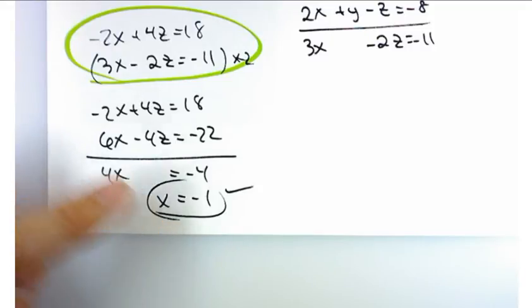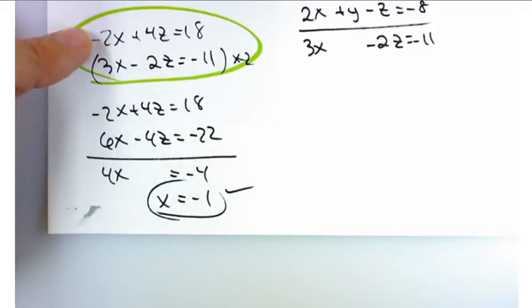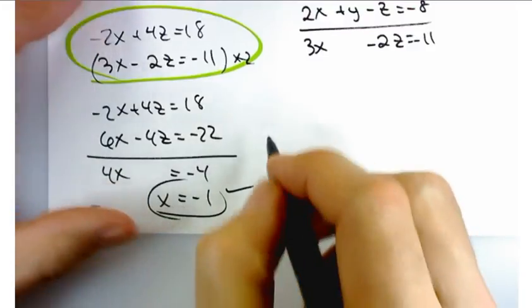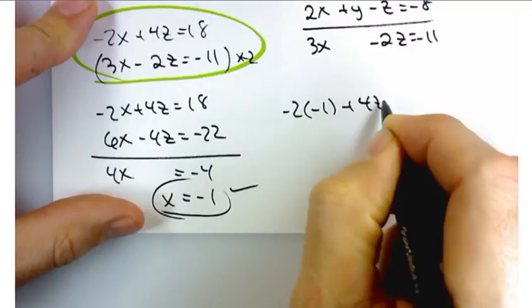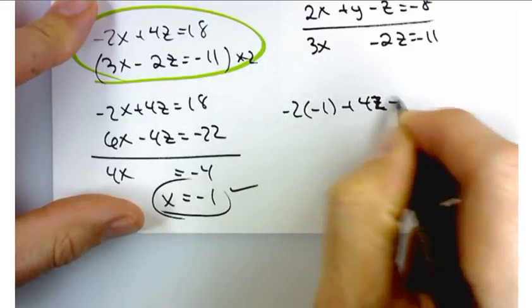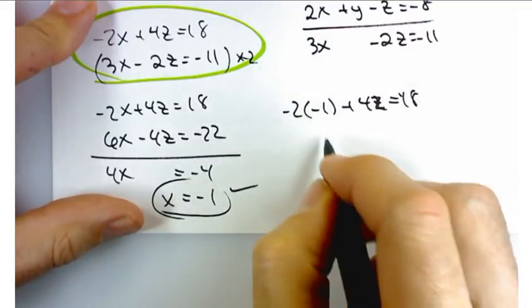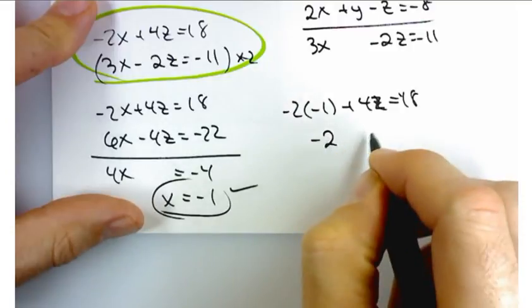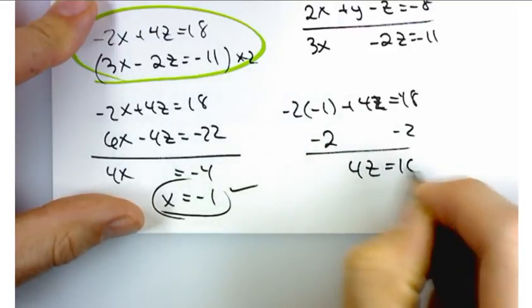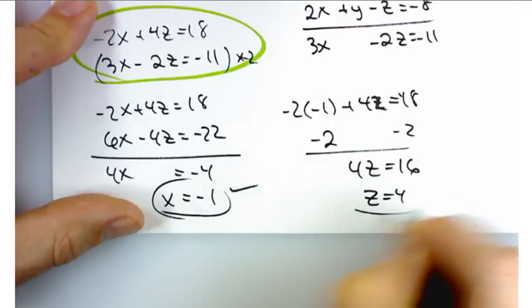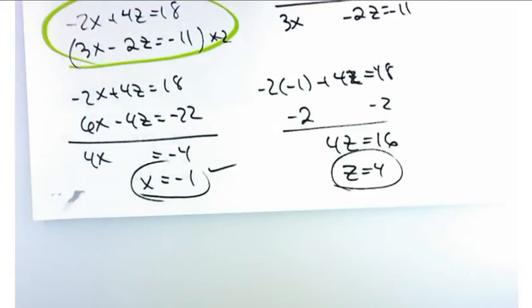If x is negative 1, let's put that back into the original equation. Negative 2 times negative 1 plus 4z equals 18. So subtract 2 from both sides. I get 4z equals 16, so z equals 4. 2 down, 1 to go.